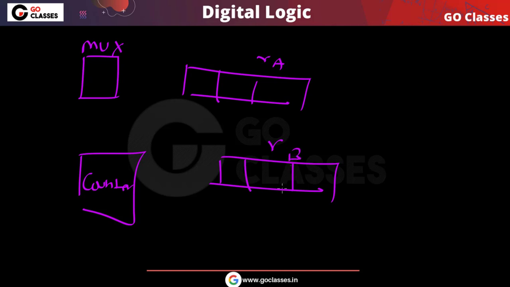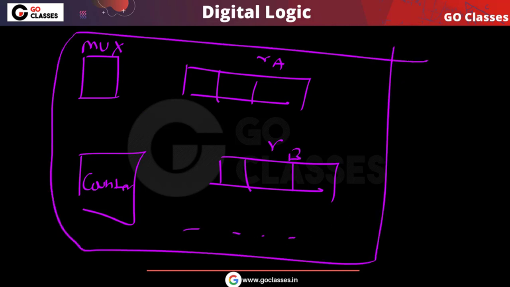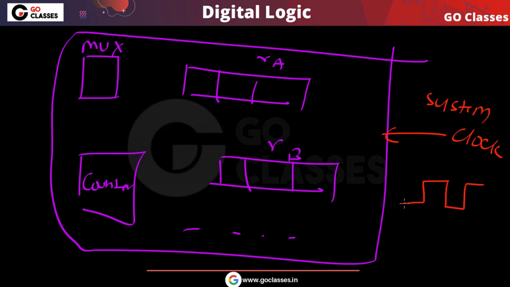So you can notice that in this computer you have many different hardware, many different types of sequential circuits. But the master clock is the same, the system clock is the same. The system clock is applicable on all the hardware that we have in the computer.